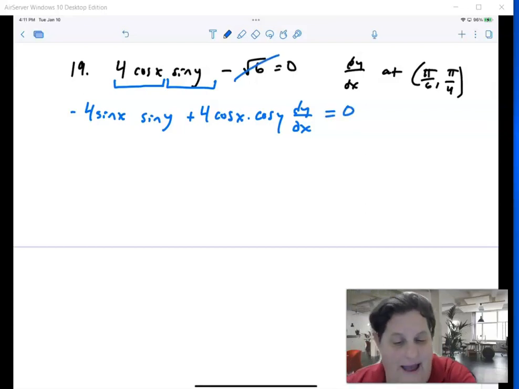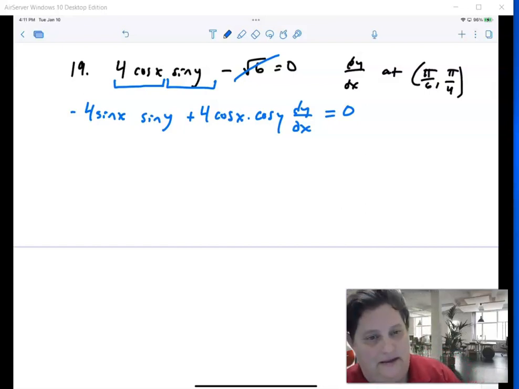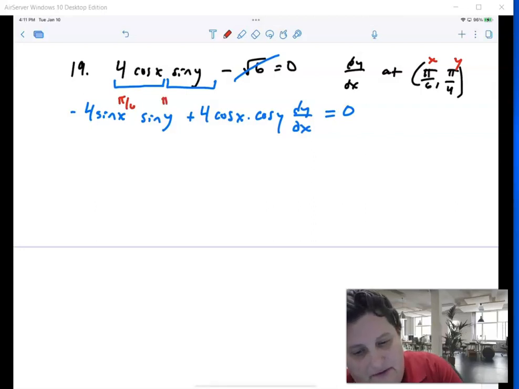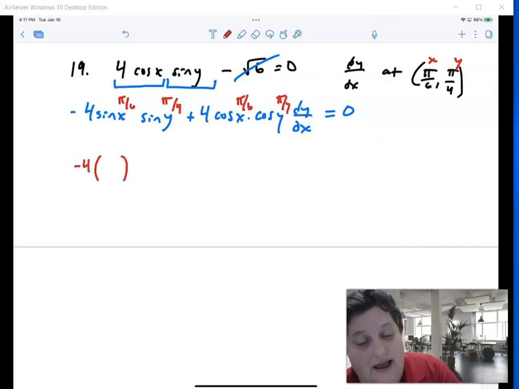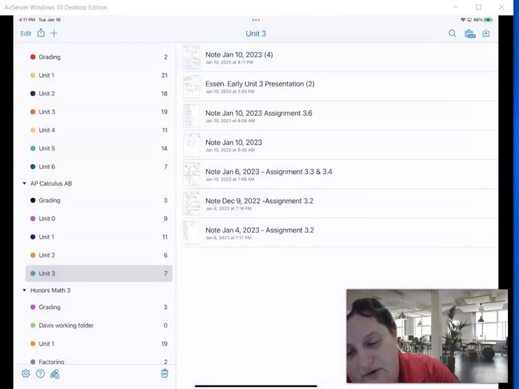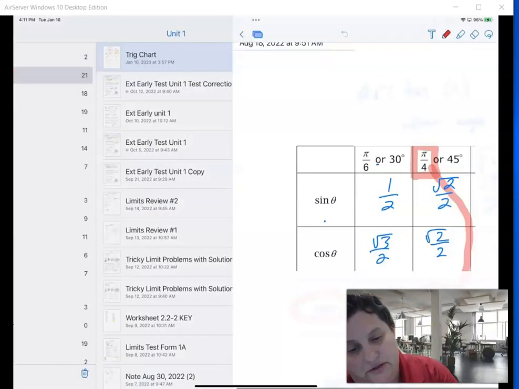Now I actually think what I want to do is plug in these numbers first before getting dy/dx by itself. It's not that different, but I want to show you guys how to do this. Okay, look, this is x, this is y. So x is pi over 6, y is pi over 4. The sine of pi over 6, again, if you remember your trig chart.